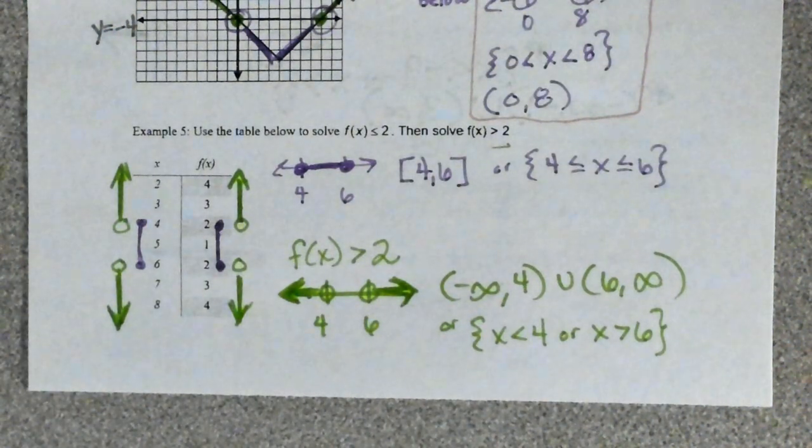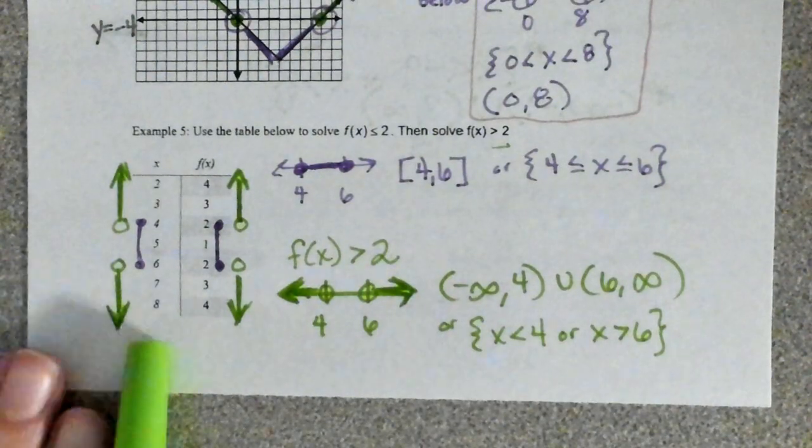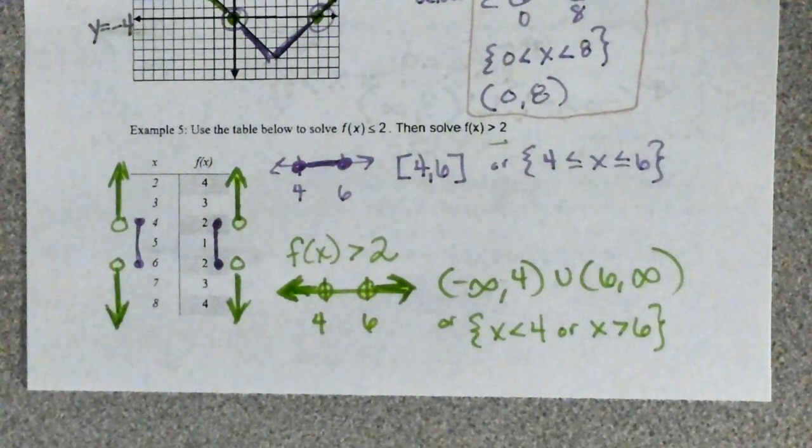Whichever method you want. You're not going to see tables as much as you will graphs, because our main calculator, the Desmos calculator, is way better at graphs than it is at tables. So the only time you're really going to need to solve from a table is if it's like this, where it's on the paper.